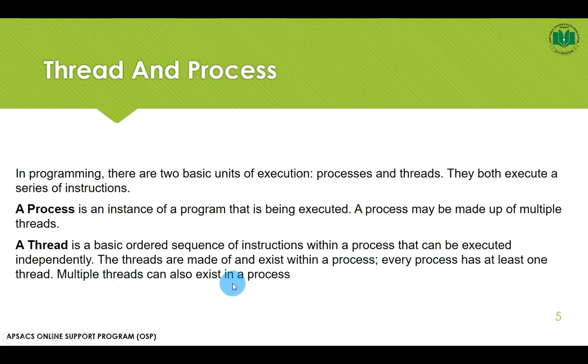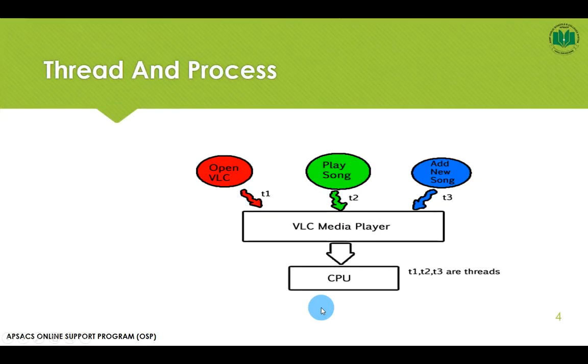A process may have multiple threads, but it is necessary for a process to have at least one thread to be executed. Now again, in this diagram we have a single process, the VLC media player process, and there are 3 threads. There may be many more threads in this software, but we are discussing 3 threads.